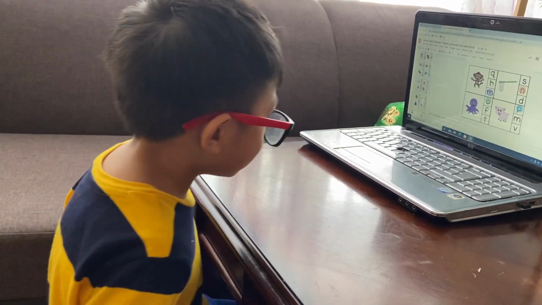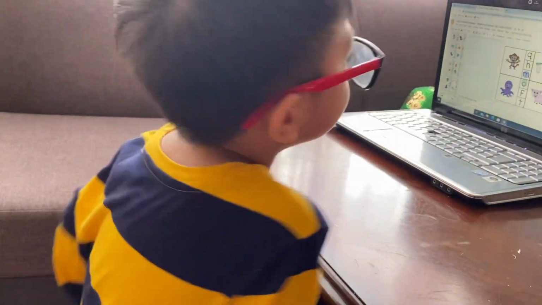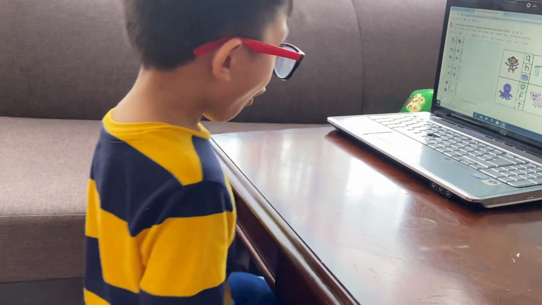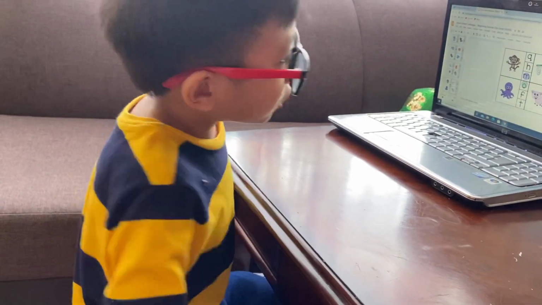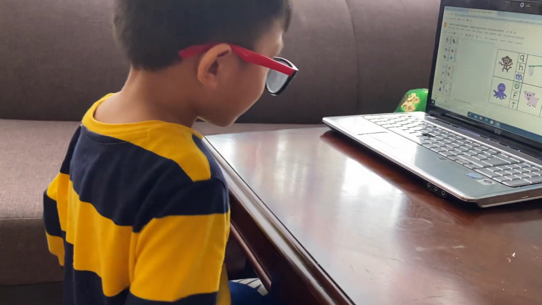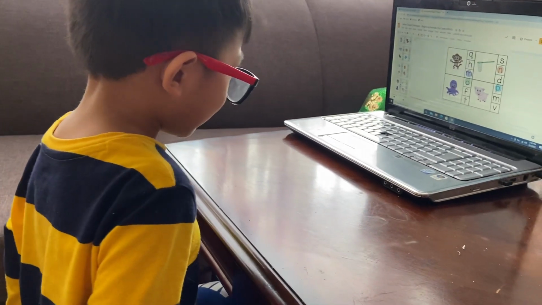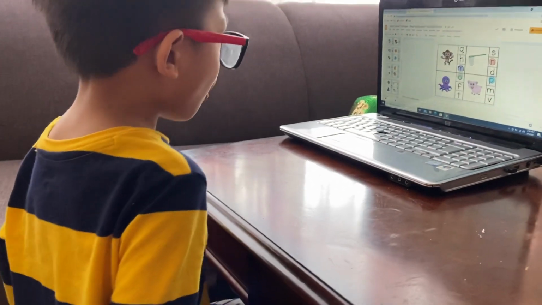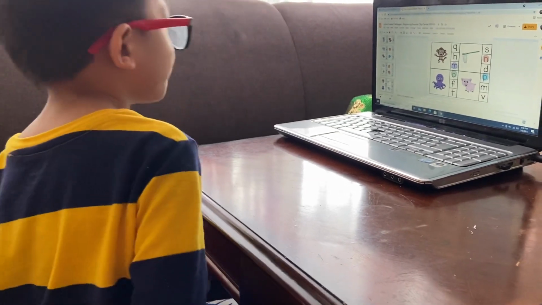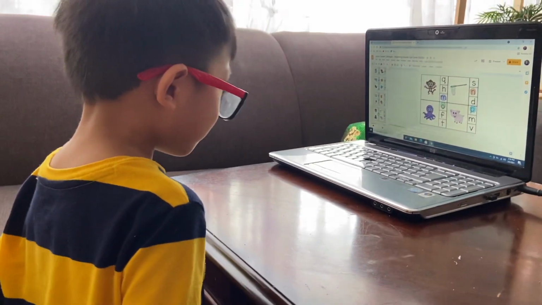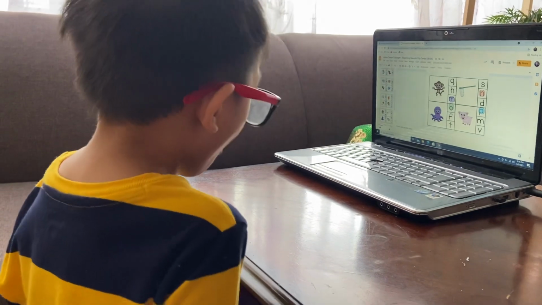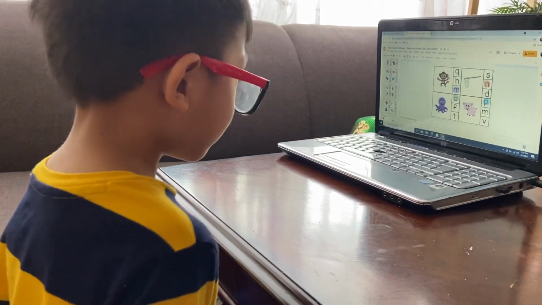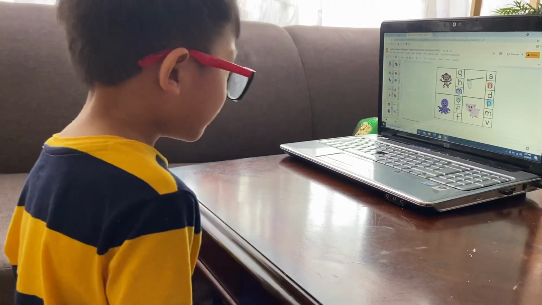Monkey. Net. What's the sound of net? Octopus. No, what's the sound of net? Pig. No, net. What is the sound of net? O is for octopus. What's the sound of O? It's big. Big.